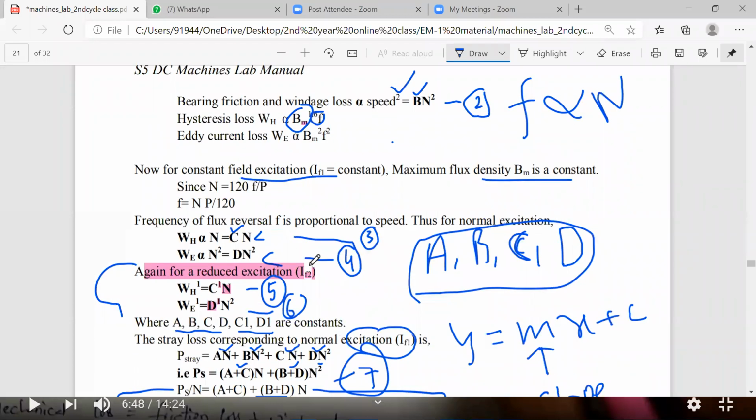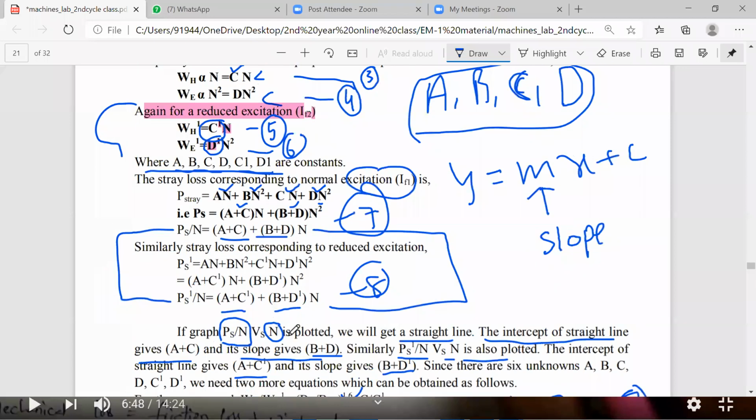Now excitation changes. When excitation changes, the B maximum value also changes. That means the proportionality constants C and D change, so we have C dash and D dash. So we have six constants, which means we need two more equations to solve these parameters.